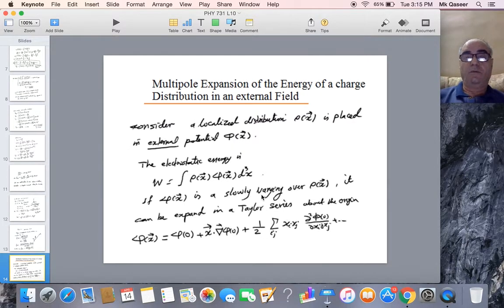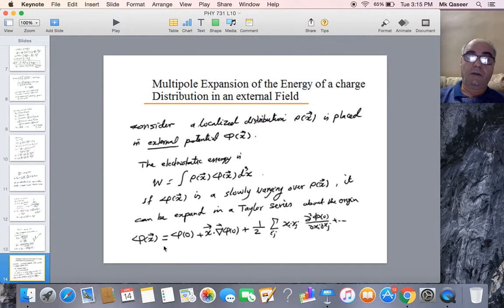Now let's move to multipole expansion of the energy of a charge distribution in an external field. We have a distribution rho subject to an external field. W, the electrostatic energy, is given by the integral of rho phi of x d3x. We will assume that phi is a slowly varying function over rho, so we expand it about the origin.